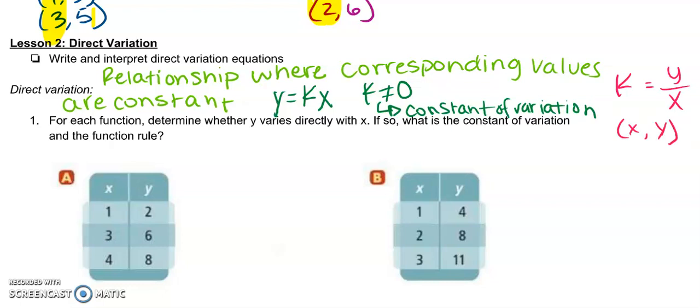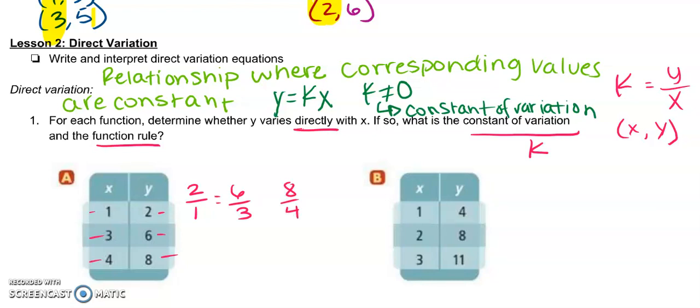So it says for each function, determine whether y varies directly with x, so we're looking for direct variation. If so, we want to find our constant variation, which is k, and write a rule. So remember, k can be y over x. So I'm going to take y over x, and then y over x, and I want to see if all of these are the same. So 2 over 1 is 2, 6 over 3 is 2, 8 over 4 is 2. So all of these are the same.